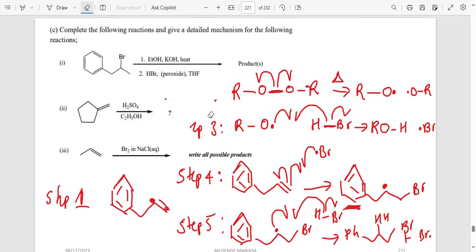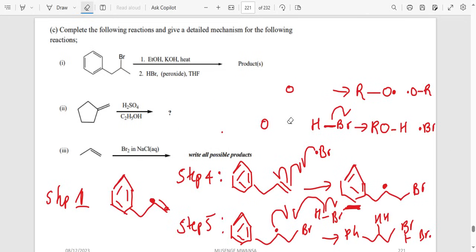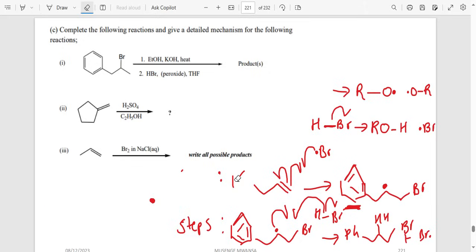Yes. Okay, so that is the end of that mechanism. You can see how long it is, right? So let's go to C, part 2.